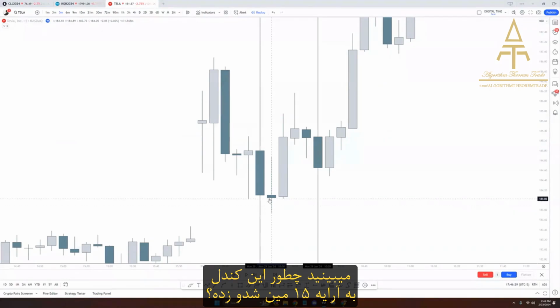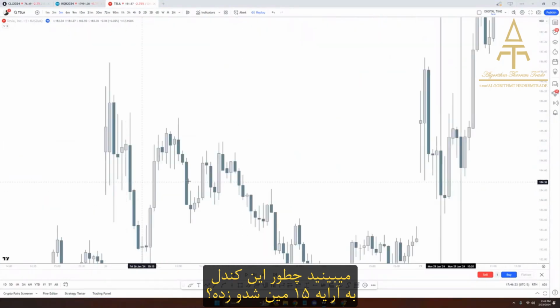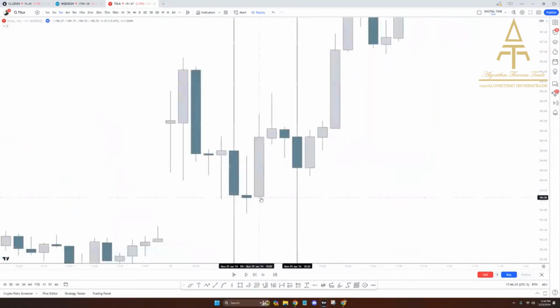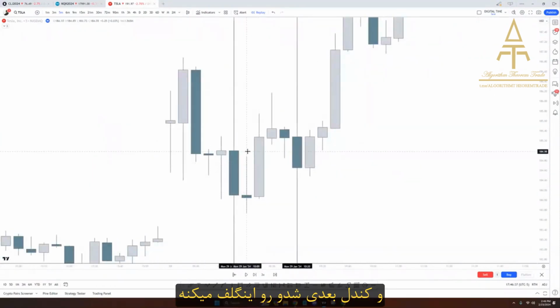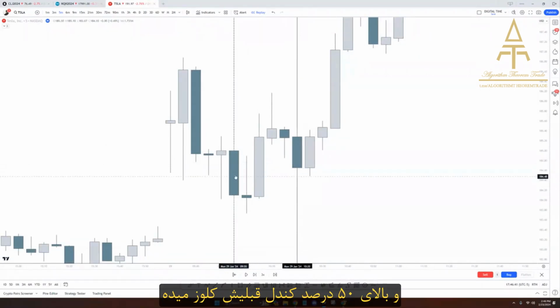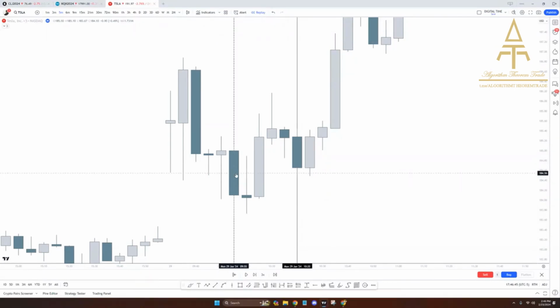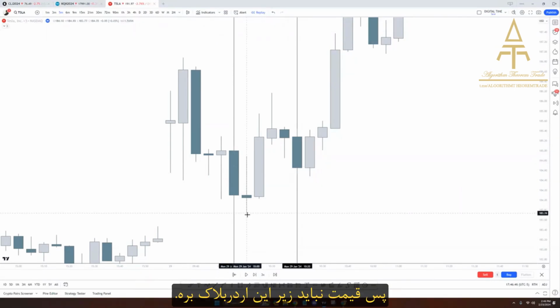Do you see how this candle wicked towards that 15-minute PD array? What did this candle then do? Engulf the wick of this candle and closed above 50% of the previous candle before that one. So at that point, price should not go beneath this order block.